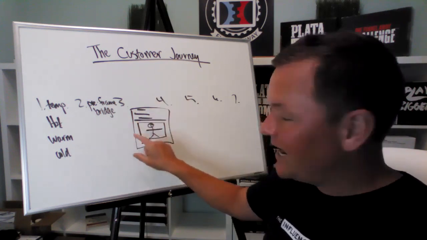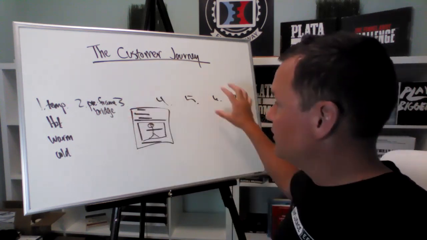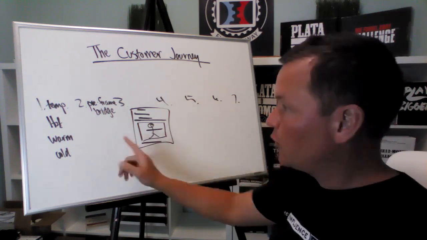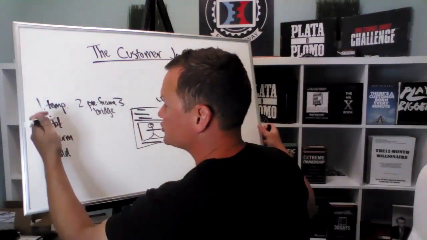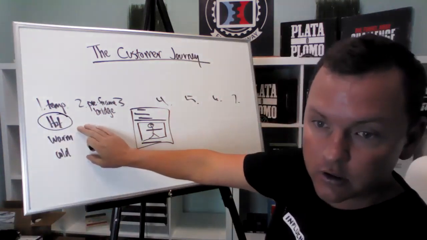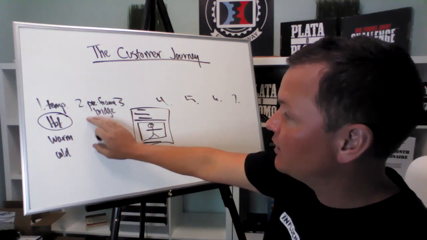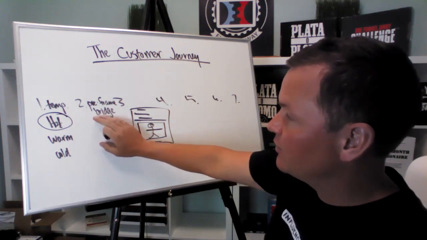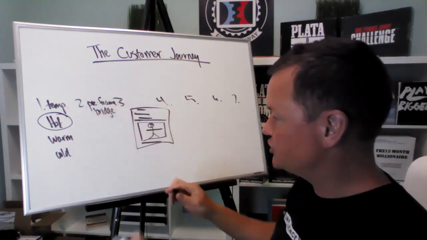So that ad framed that person going to the next step. So one, we've got to go after the hot traffic. I'm selling organic dog food. I want people that are dog owners, okay? And then I want to create a pre-frame bridge.